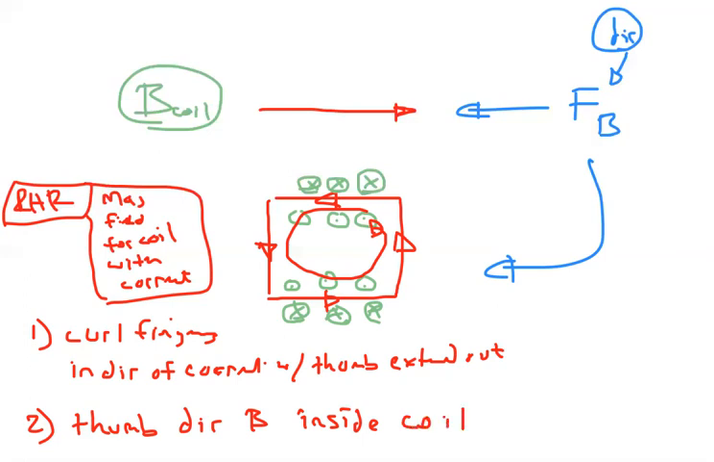But if you know the direction of the magnetic field inside the coil, then you also know the direction of the magnetic field outside the coil, because it's going to be the opposite of what it is on the inside. Does that make sense what I'm saying?